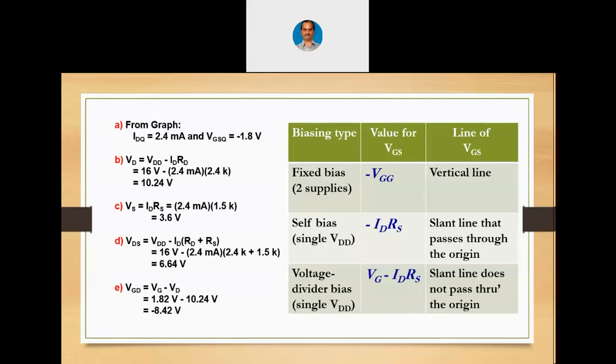Now let us study one more circuit of JFET which is of the other configuration. Let us study the common gate configuration. Till now we studied the common source configuration. Now let us study the common gate configuration.